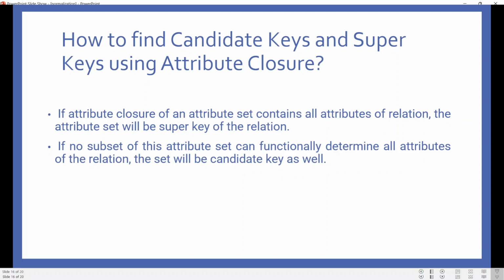Finding candidate keys and super keys using attribute closure, I already explained. If the attribute closure of an attribute set contains all attributes of a relation, then we call that attribute set a super key. Otherwise, if no subset of this attribute set can functionally determine all attributes of the relation, then you can say that it is also a candidate key. So this is how you find candidate keys and super keys using attribute closure. It is a very easy method, and I suppose you understood how to find attribute closure. Attribute closure is like you take the attribute, then find the functional dependencies and check out all the dependents.